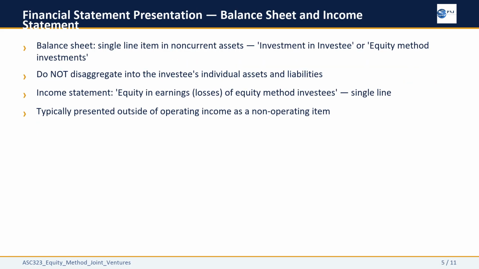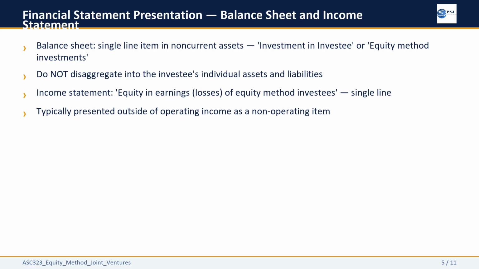Now let us place these numbers on the financial statements. On the balance sheet, your equity method investment appears as a single line item in noncurrent assets. You are not consolidating the investee's individual assets and liabilities onto your balance sheet. One number, one line. On the income statement, equity in earnings or losses appears as a single line item, almost always presented outside of operating income alongside other non-operating items. Many companies label it simply equity in earnings of equity method investees. This clean presentation is one of the defining features of the equity method.